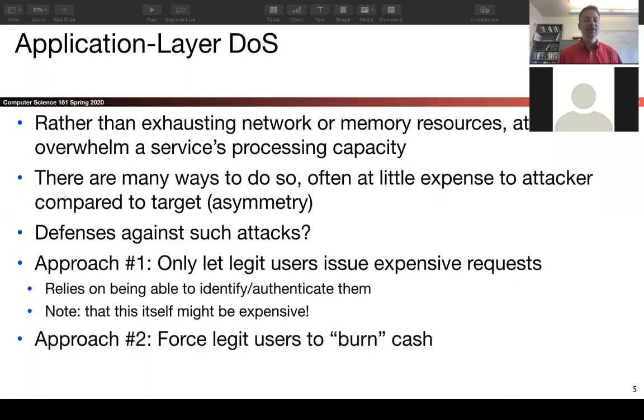Another approach that's been seen in a few cases is to force legitimate users to burn some of their own resources, like money or time, before they're allowed to use the server. So one example would be for spam. One of the defenses that was proposed was before you could send an email, your computer has to spend 1 second of CPU time wasted, basically, and prove to the recipient that you've done that. And that will make it hard to send a million spam emails. It'll take a long time for attackers to do that.